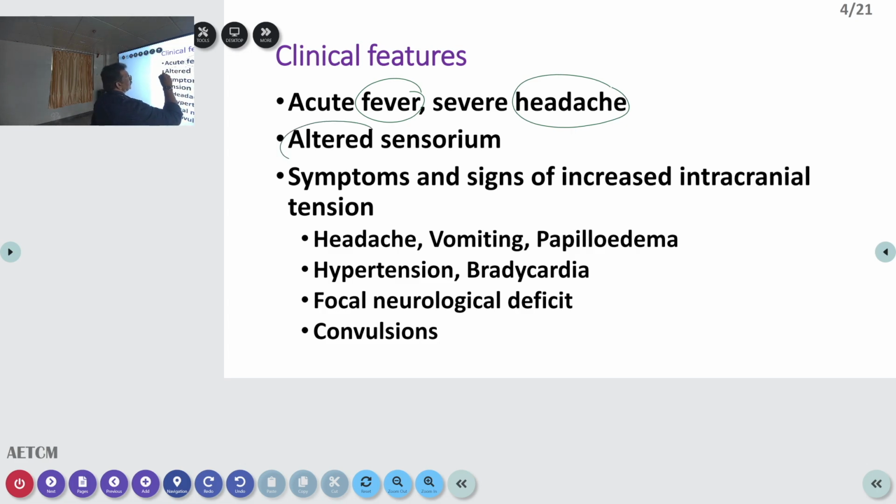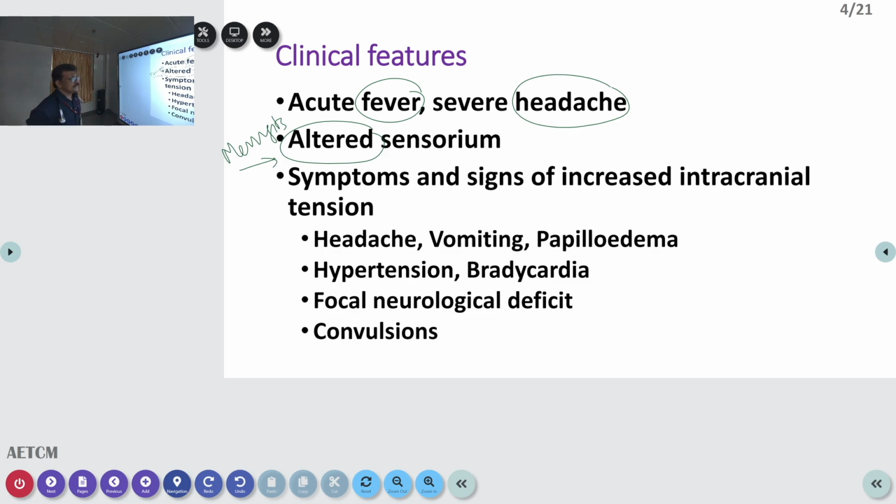Altered sensorium is a very important feature. When we compare with meningitis, this is a typical feature of encephalitis. Altered sensorium is not seen in meningitis. They can have fever, headache, but altered sensorium is almost a feature of encephalitis.